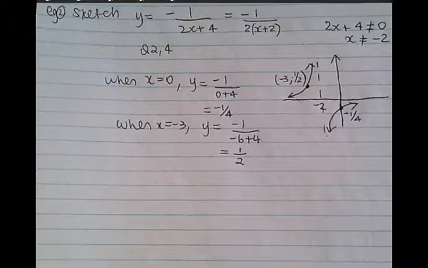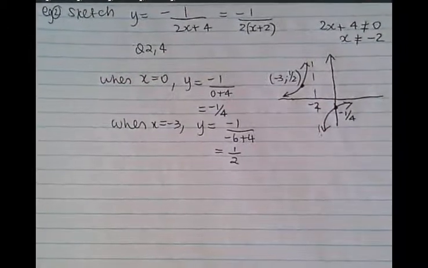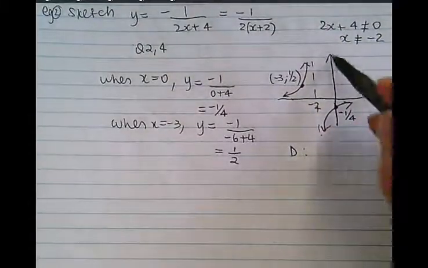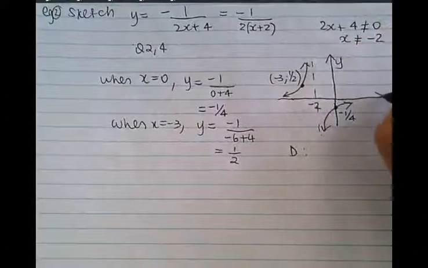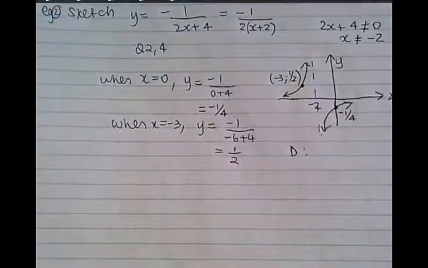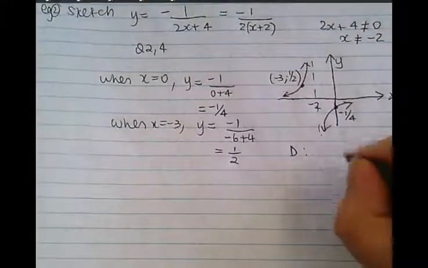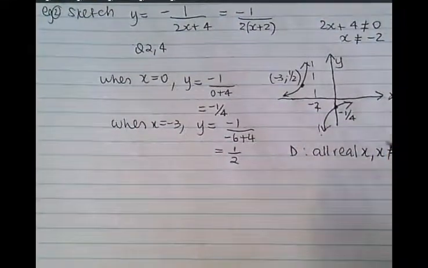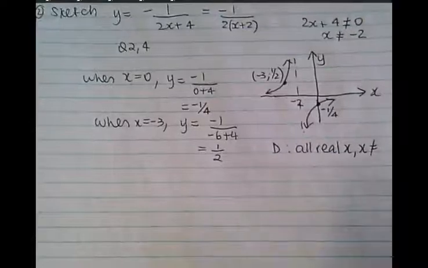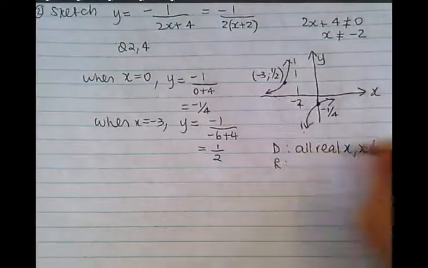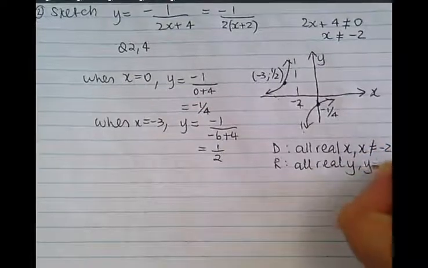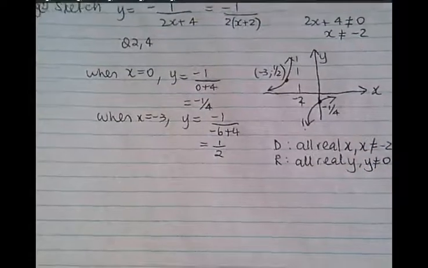So this is not going to be an odd or even function. All right? You can tell by the sketch. It doesn't have line symmetry about the y-axis, and it doesn't have point symmetry about the origin. What's the domain? All real x, x is not equal to negative 2, and the range is all real y, y is not equal to 0.